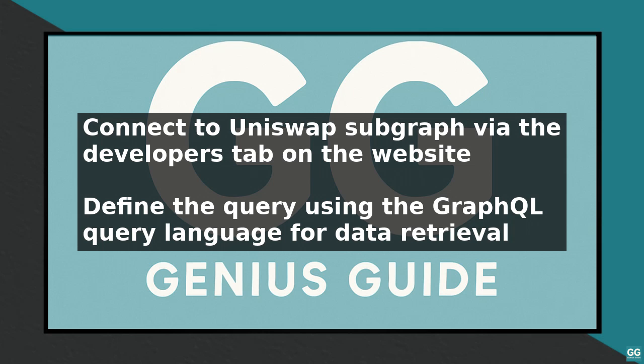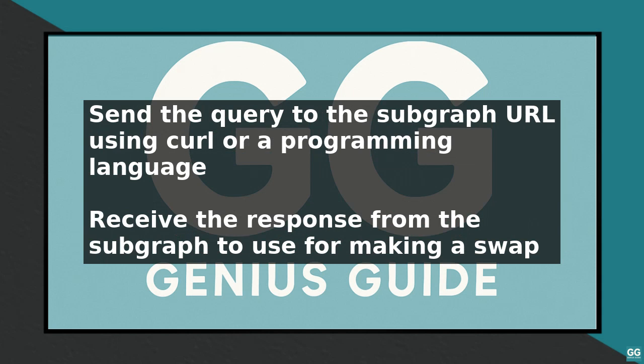Once you have received the response from the subgraph, you can then use this data to make a swap. To make a swap, you need to have an Ethereum wallet and some Ethereum to pay for the transaction fees. You can then use the Uniswap protocol to make the swap. This can be done using the Uniswap website or a programming language like JavaScript.